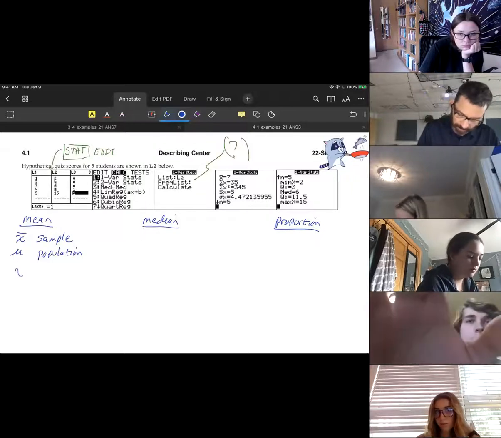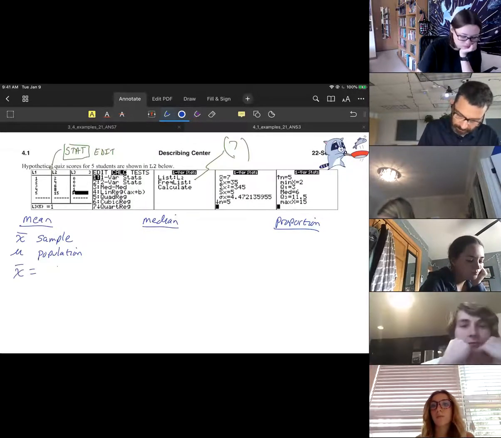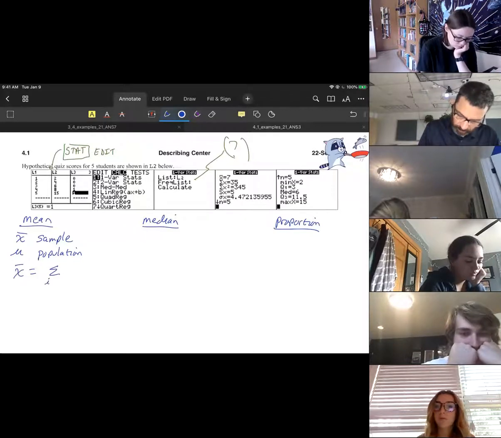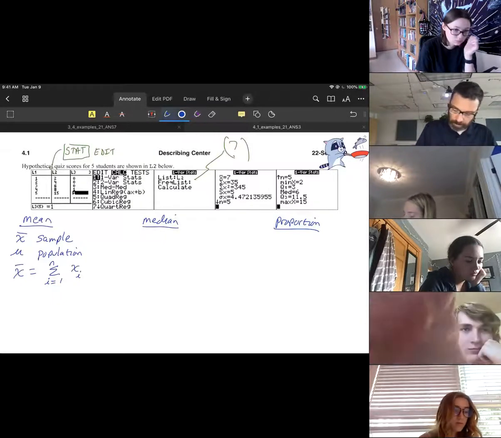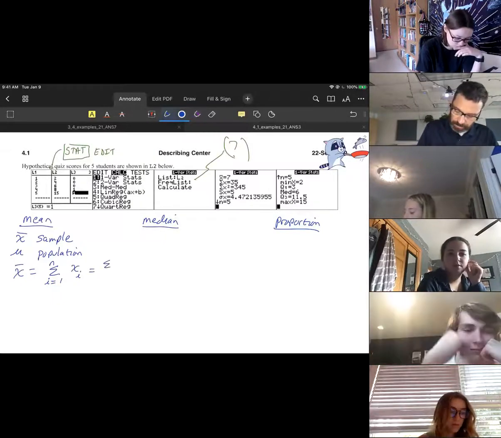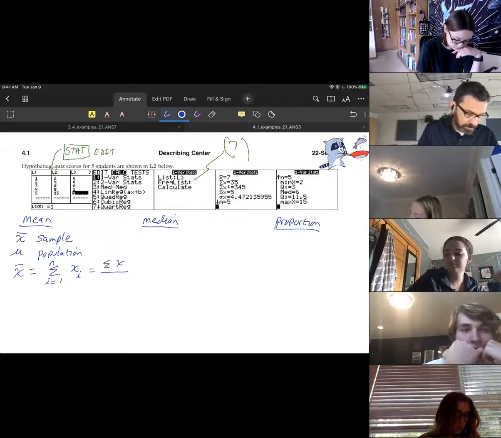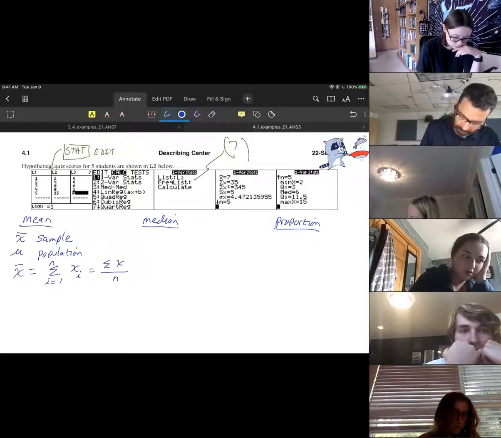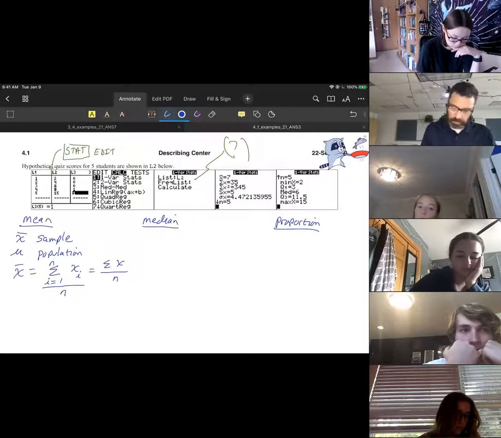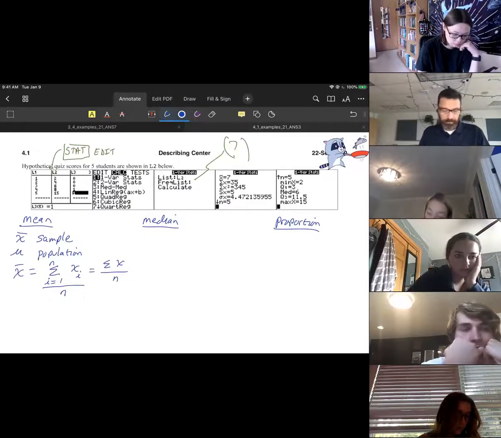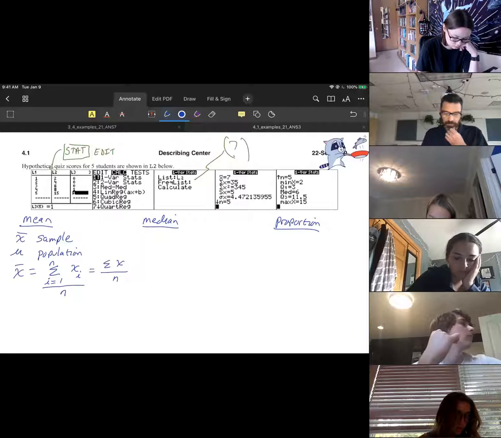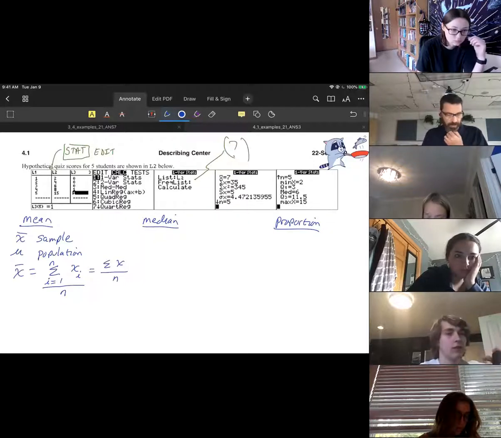X bar is calculated by doing the sum from i equals 1 to n of x sub i, divided by n, which in shorthand notation is just the sum of the x's over n. Whoops, I forgot something on the first one, so put that divided by n there. Okay, so the official formula is the one in the middle. The shorthand notation is the one on the right.